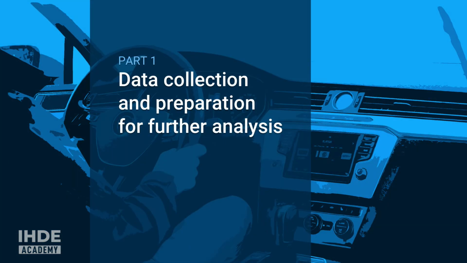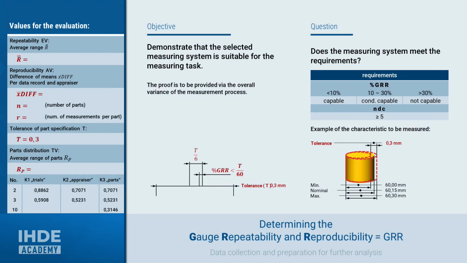Let's start with the data collection and preparation for the further measurement system analysis. So, let's start with the task definition. It should be proven that a measuring system is suitable for the measuring task. The product characteristic that is to be measured with this measuring system is the diameter of this piston here. The minimum is 60 mm and the maximum is 60.3 mm. Thus, the tolerance T is 0.3 mm.